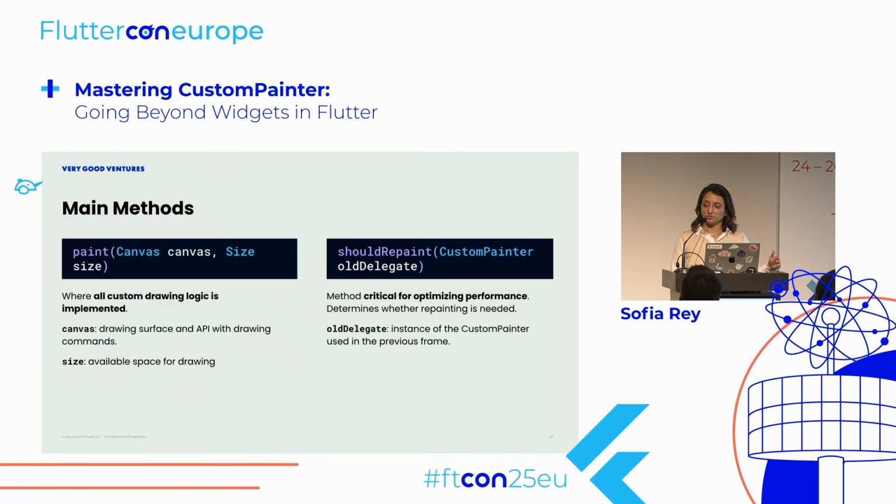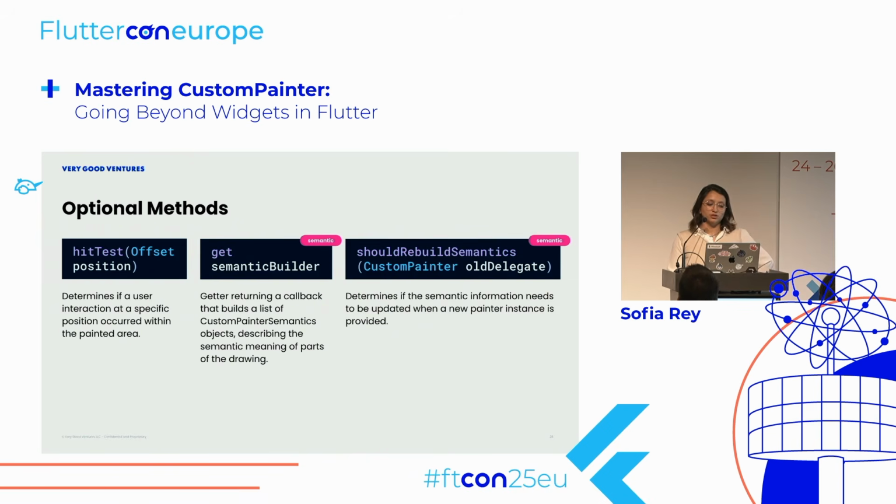And the parameter for this one will be the custom painter, that's the old delegate, so the previous frame. So we can use it to compare, like, did something change? Should we repaint it or not? And that's basically it. Then we also have some optional methods.